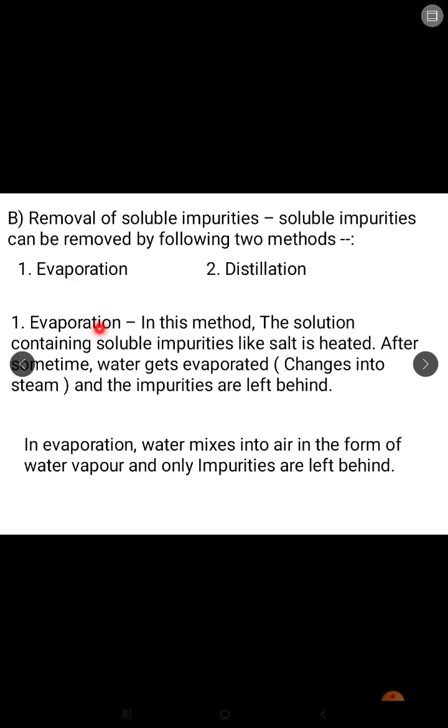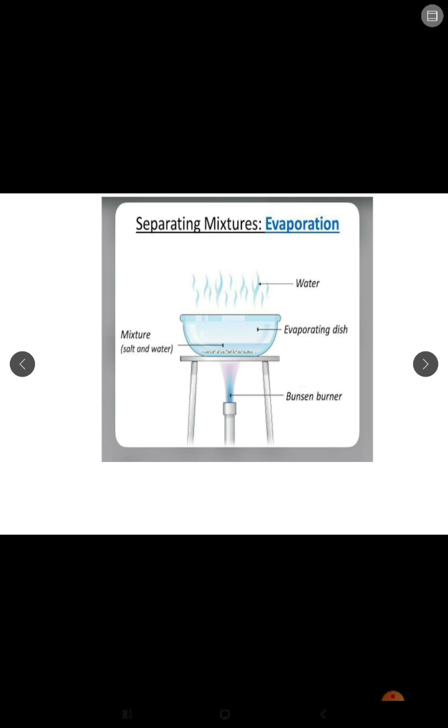So, you all know about evaporation. In this method, the solution containing soluble impurities like salt is heated. After some time, water gets evaporated, changes into steam and the impurities are left behind. So in evaporation what happens? Water mixes into air in the form of water vapor and only impurities are left behind.